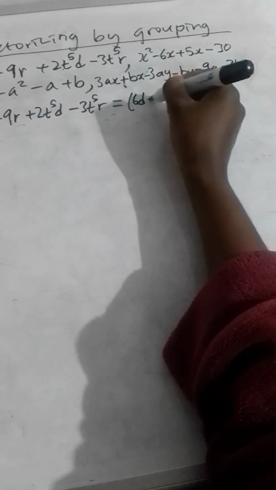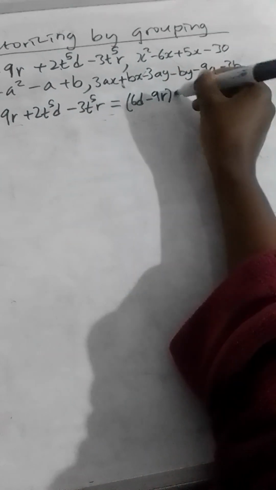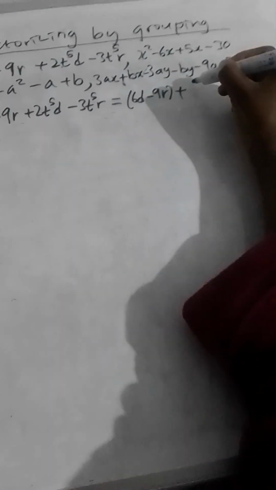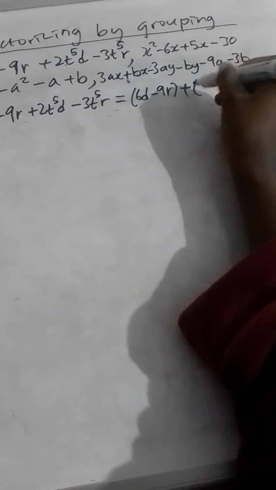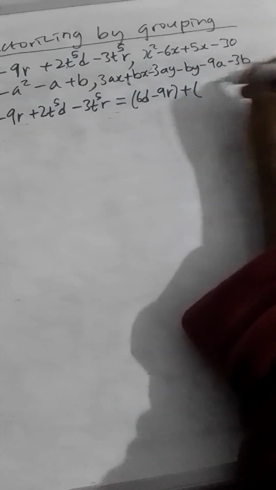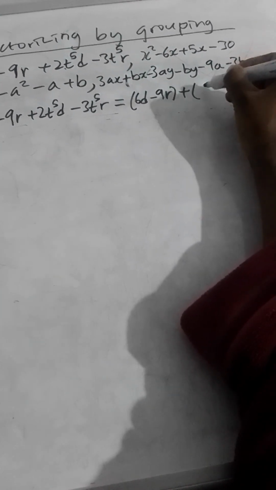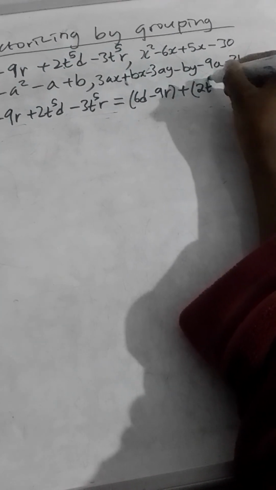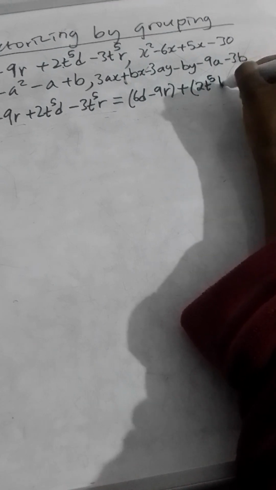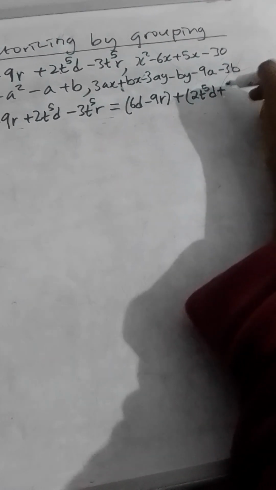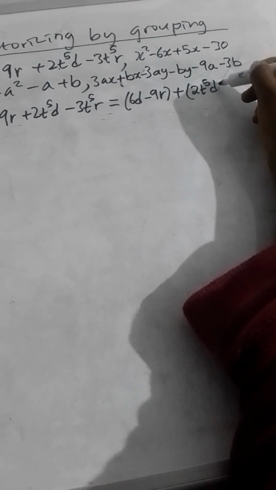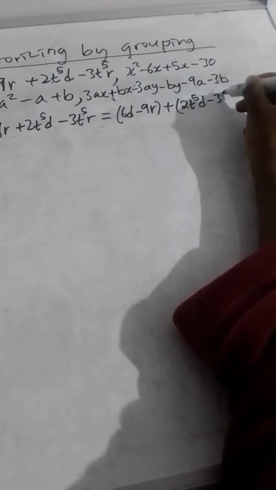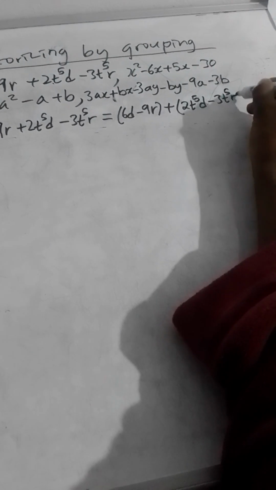So 6d minus 9r. And you always put a plus when you're grouping between the brackets. Otherwise, if you don't put anything, it means you're multiplying. And if you put a negative, it will change the signs of the terms in the second bracket. So you always put a plus. So in the brackets here, we're going to have 2t to the exponent 5d minus 3t to the exponent 5r.